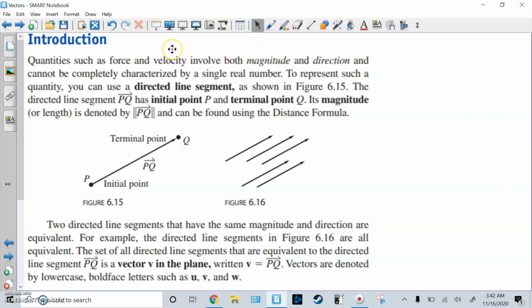If we have force or velocities, a single number can't explain everything. We have to know the number, the magnitude, like the length, and the direction, like the angle. And if they have the slope, you can kind of find the angle from that.